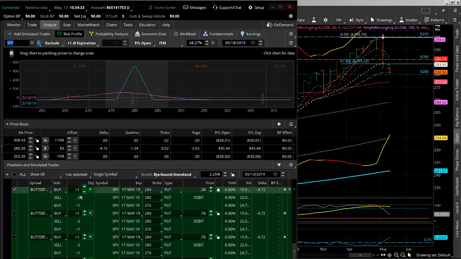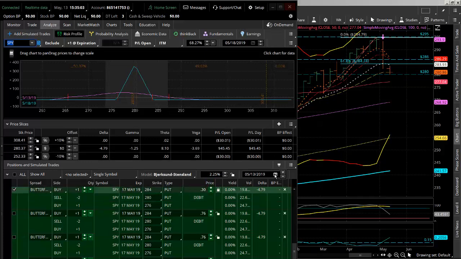This is a butterfly, 1 by 2 by 1. For one contract, the risk is 30 cents, or $30 per option spread. You can do 1 or 10 or whatever, but that's your risk per spread. Now this went out today, the 13th, at 76 cents, so that's a profit. It went up $45 per spread, so not bad. Relative to your risk, that's a 150% return.